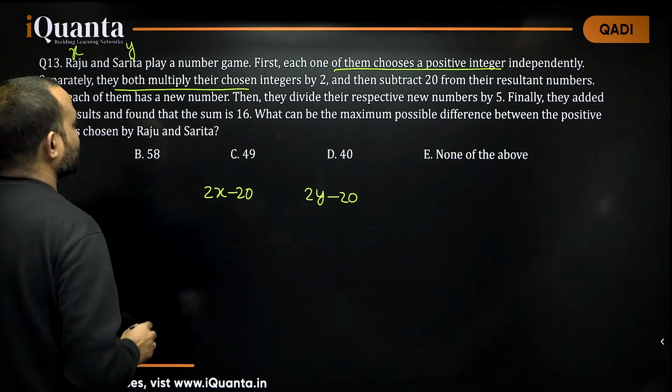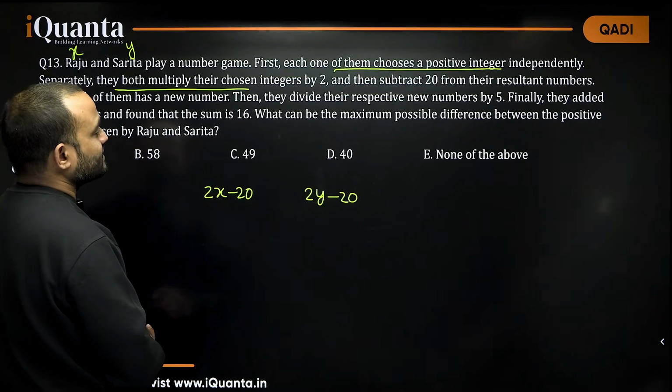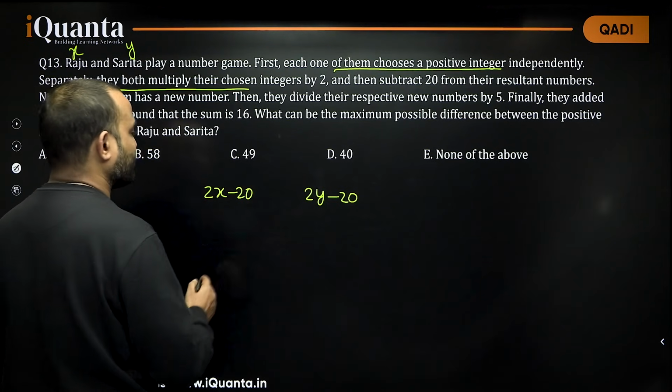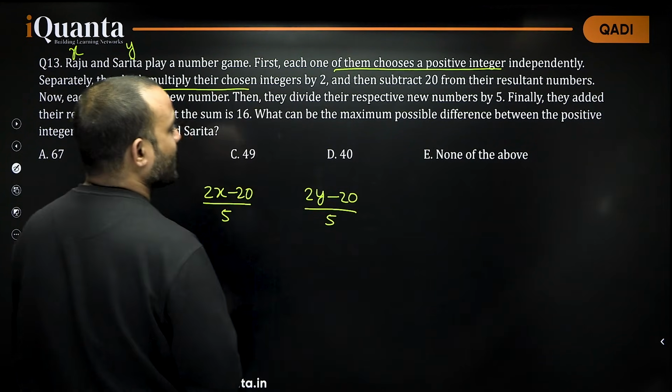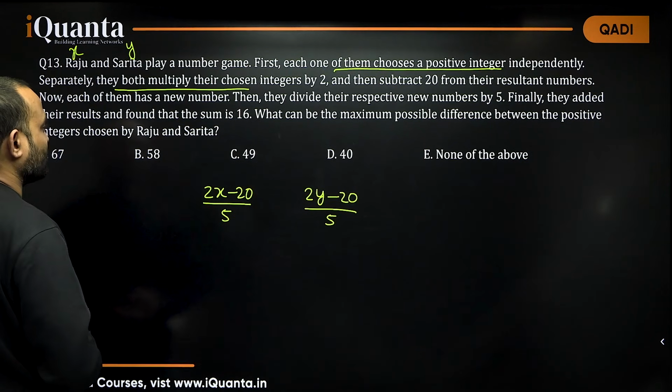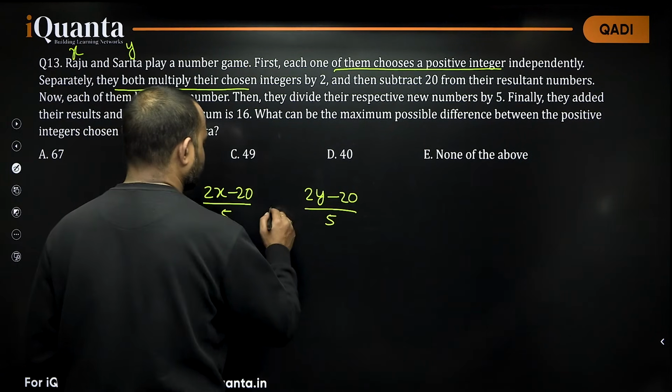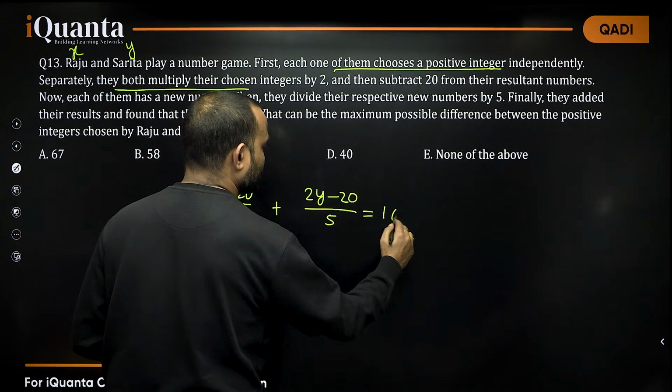Now each of them has a new number. Then they divide their respective numbers by 5. So divide these by 5, right? Finally, they added their results and found that the sum is 16. So the sum of these two is equal to 16.